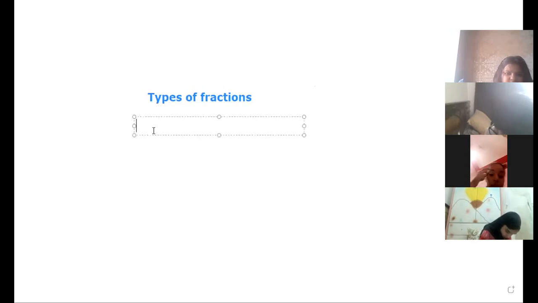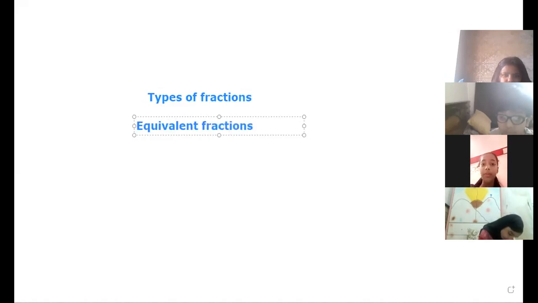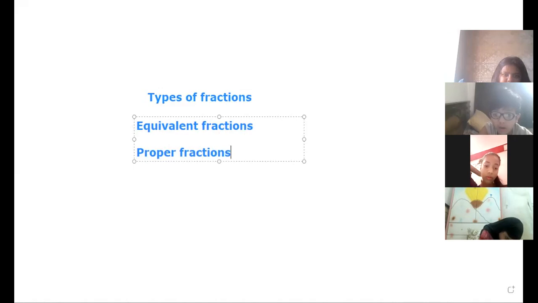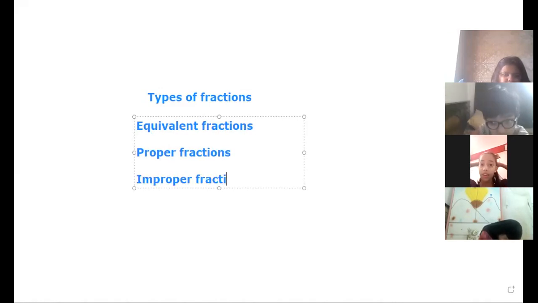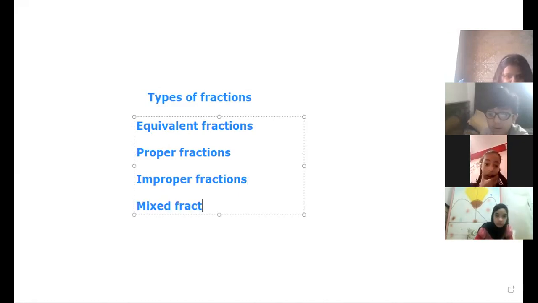Equivalent fraction, proper fraction, improper fraction. Very good. I'm so glad that you people remember. Mixed fraction. Very good. Improper fraction. Mixed fraction. Okay, now should we start? Look. What are equivalent fractions? Can anyone tell me?